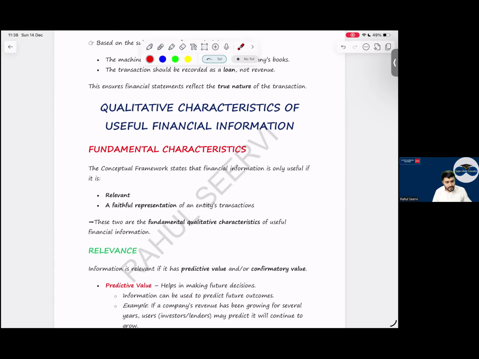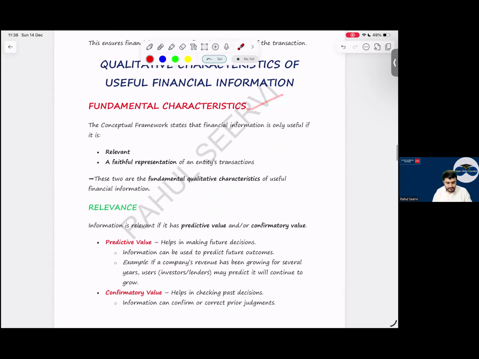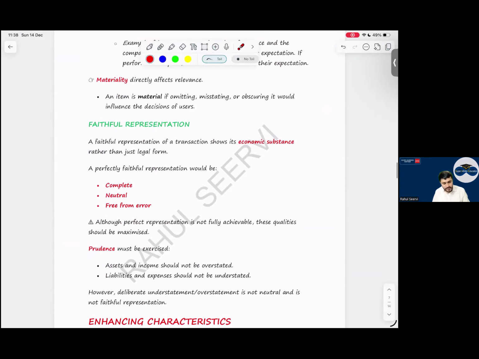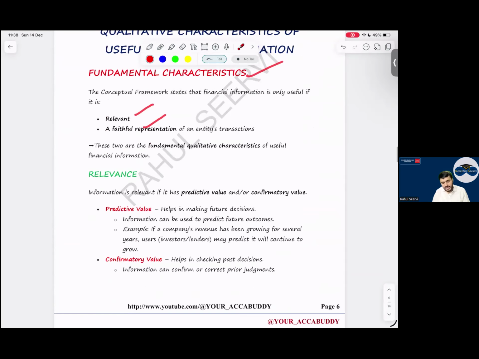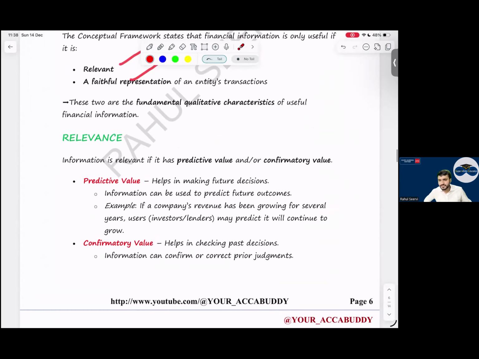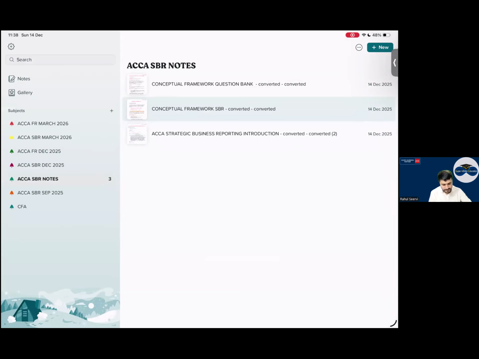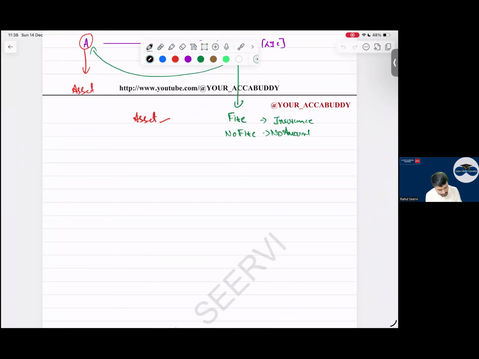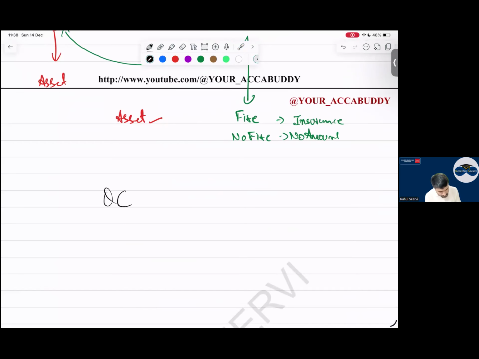So see now, fundamental characteristics. There are two fundamental characteristics: relevance and faithful representation. Now what does relevance mean, everyone? Chalo, say me. Transaction related to entity. Yes, then when will you say the information is relevant?